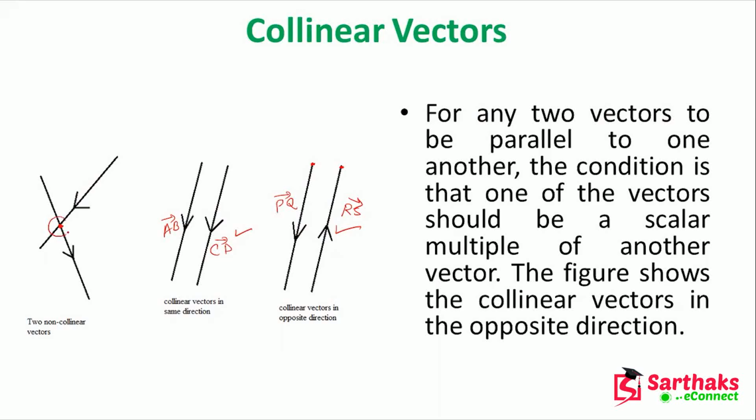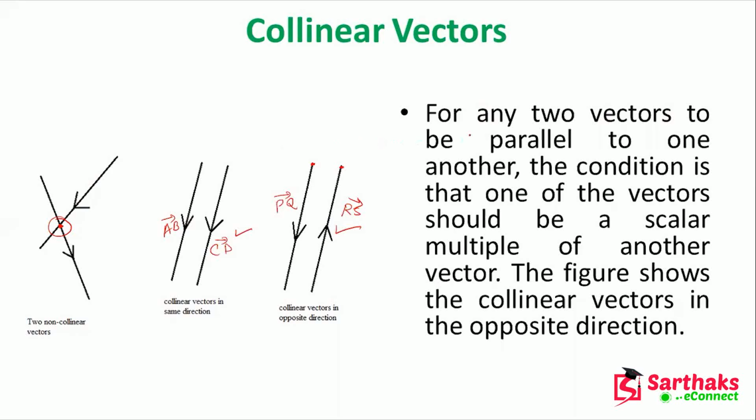There is some intersection point here. They are not parallel. If they were parallel, then we know that even if we extend them, they should not intersect each other. So here the collinear vectors are parallel, but their directions may be different or the same.